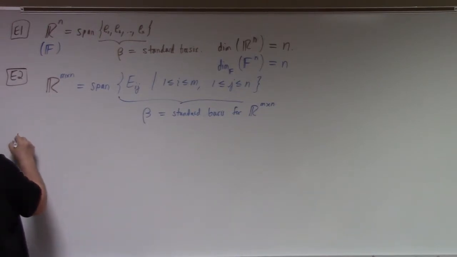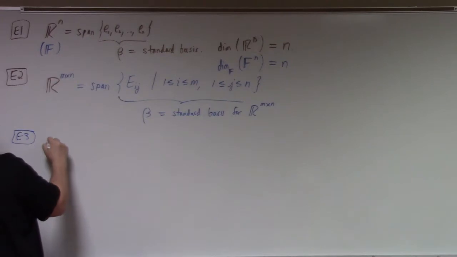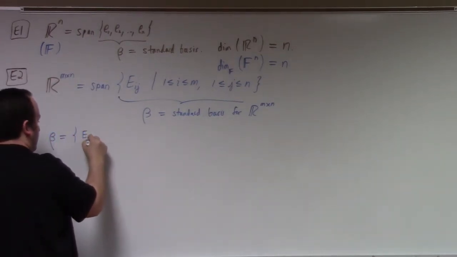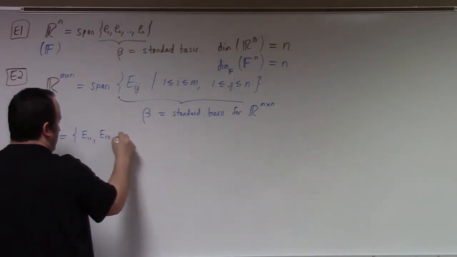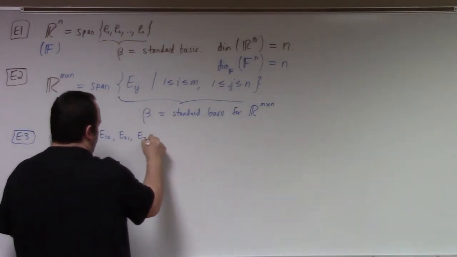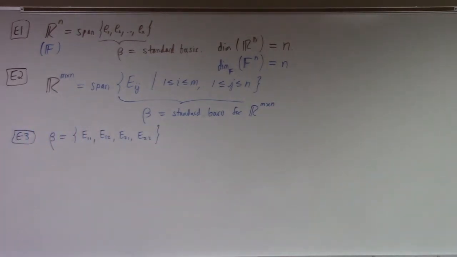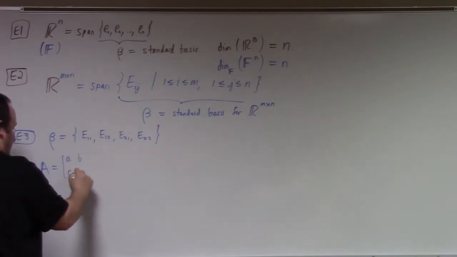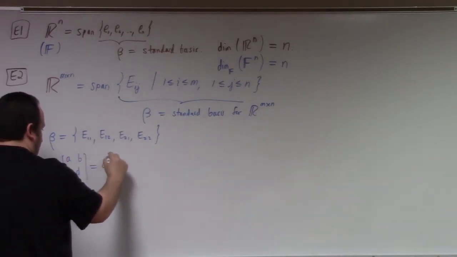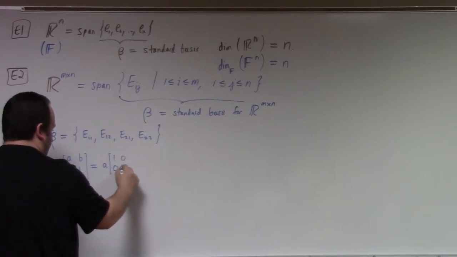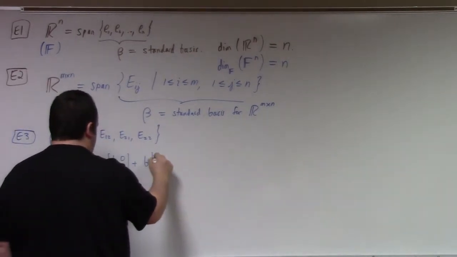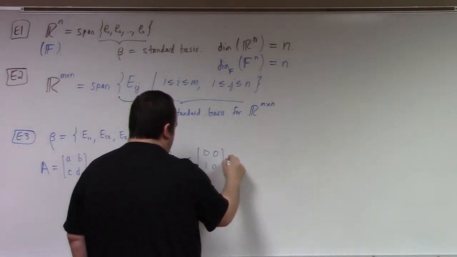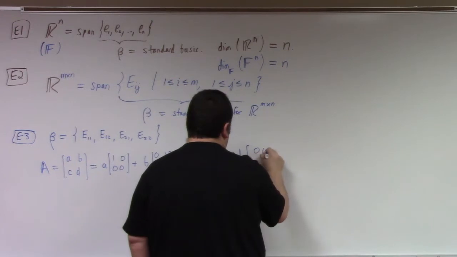So like, we could let beta equal to, say, here's what I usually go with: E11, E12, E21, E22, right? So if I look at the matrix A, which has got a, b, c, d, I can rewrite that as a times (1, 0, 0, 0) plus b times (0, 1, 0, 0) plus c times (0, 0, 1, 0) plus d times (0, 0, 0, 1).